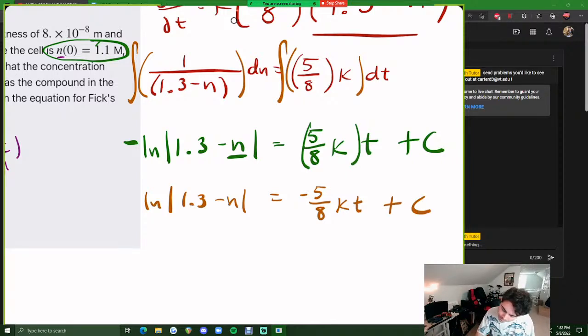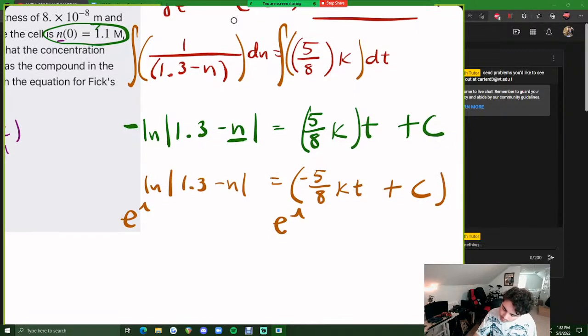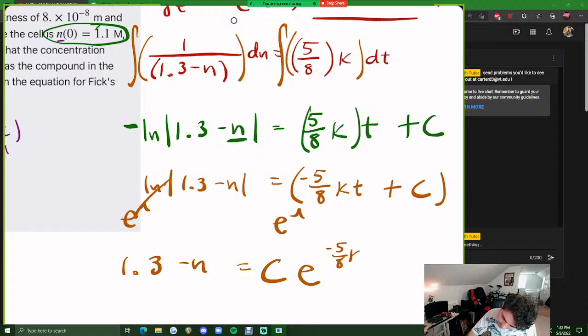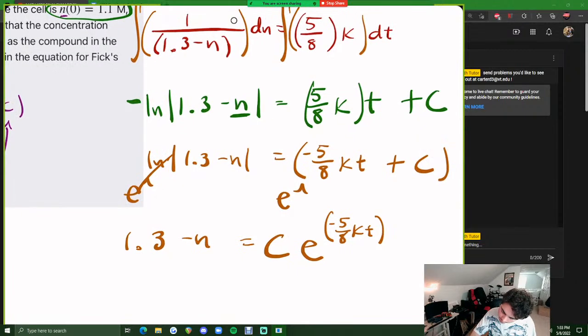Okay. So now we want to eliminate the natural log. So we take e and make it the base of both sides. That leaves us with 1.3 minus n equals c e to the negative 5/8 kt. And so again, this plus c we've just thrown in the front as the constant, as the coefficient.